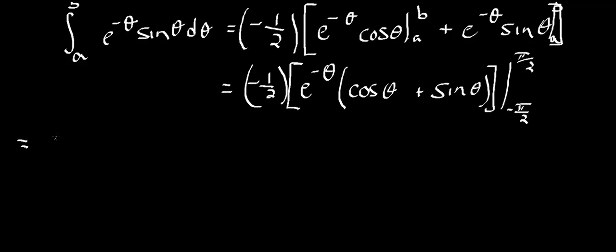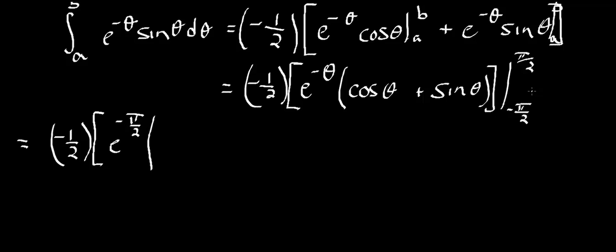This is going to be equal to negative 1/2 times, well, the first thing we're going to do is evaluate this at pi over 2. So this will be e to the negative pi over 2, times cosine of pi over 2 plus sine of pi over 2. Well, what's cosine of pi over 2? If you're looking at the unit circle, pi over 2 is 90 degrees, and so the horizontal component of that is 0. But sine of pi over 2 is 1, so this is 0 plus 1. So it's basically negative 1/2 times e to the negative pi over 2.